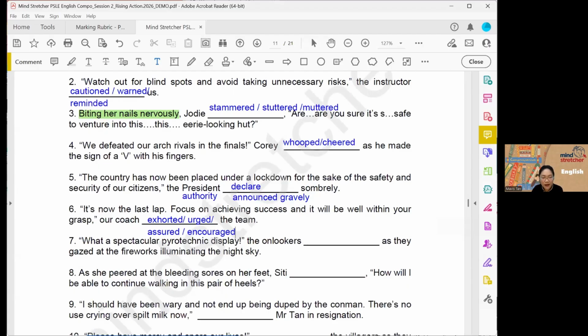What a spectacular pyrotechnic display, the onlookers blank as they gazed.